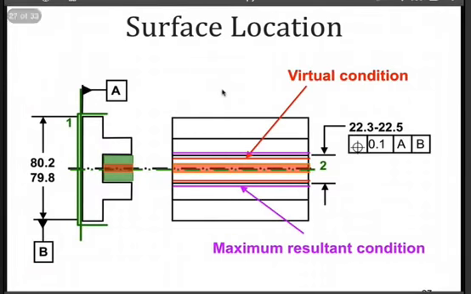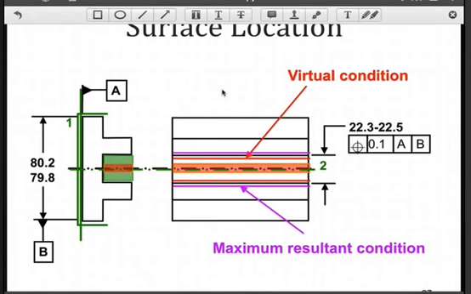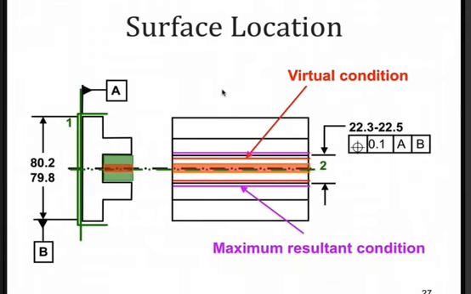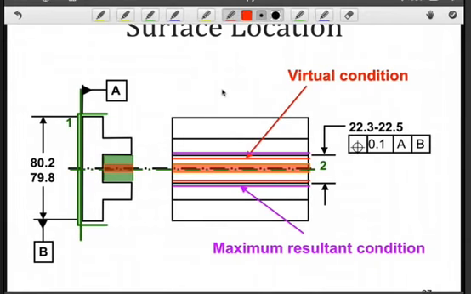If we look at the surface location, as the midplane varies within that red box, we can see the virtual condition and the resultant condition. Of course, because it is a slot feature, the virtual condition is the smallest slot. The max resultant condition is the largest in terms of surfaces. And the surfaces of the slot will vary inside these regions. So that's what we can expect in terms of individual parts coming out of our system.